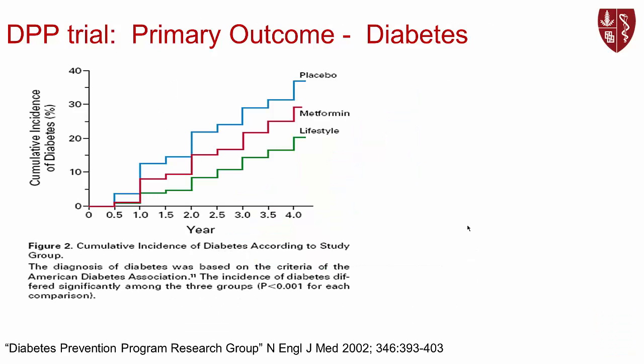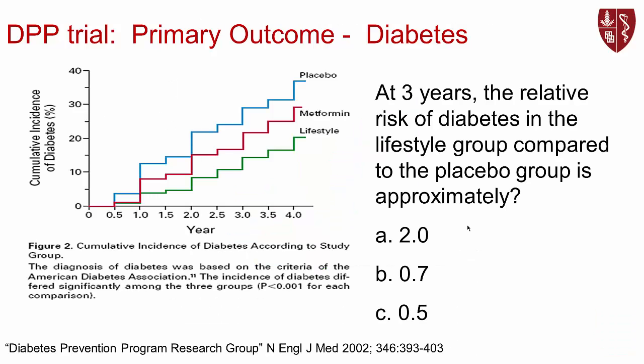So let me ask you a question. Suppose I asked you at 3 years, what is the relative risk of diabetes in the lifestyle group compared to the placebo group? And I've given you some numerical answer choices. So take a few seconds, get out your calculator or do mental math and try to figure out how you would go about estimating this relative risk.